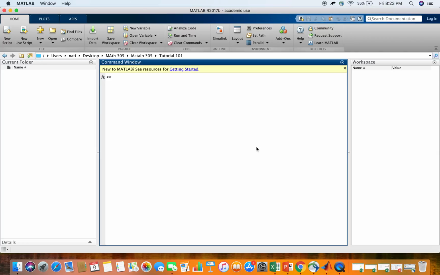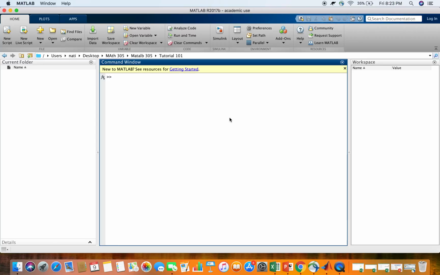Our workspace is empty. So if it isn't, just make sure to say clear all and then do CLC, and this should clear everything in your workspace and in your command window. So this tutorial is just going to be about arithmetic operations with scalars.